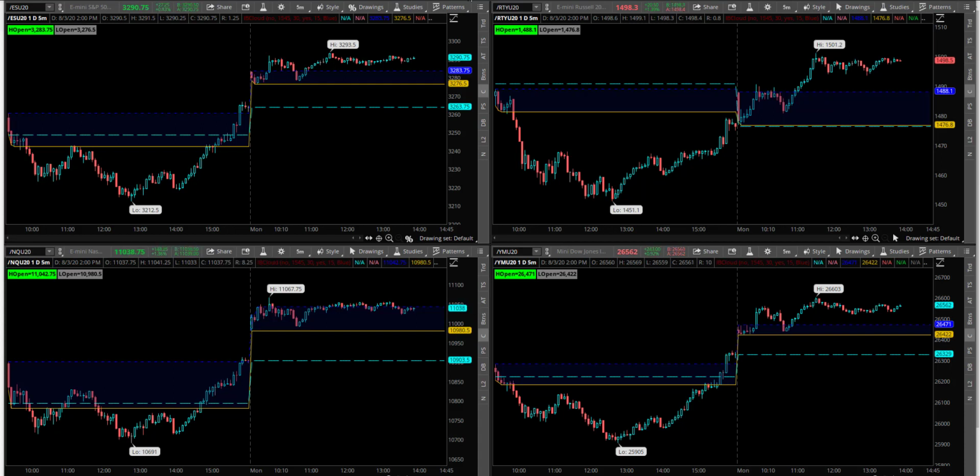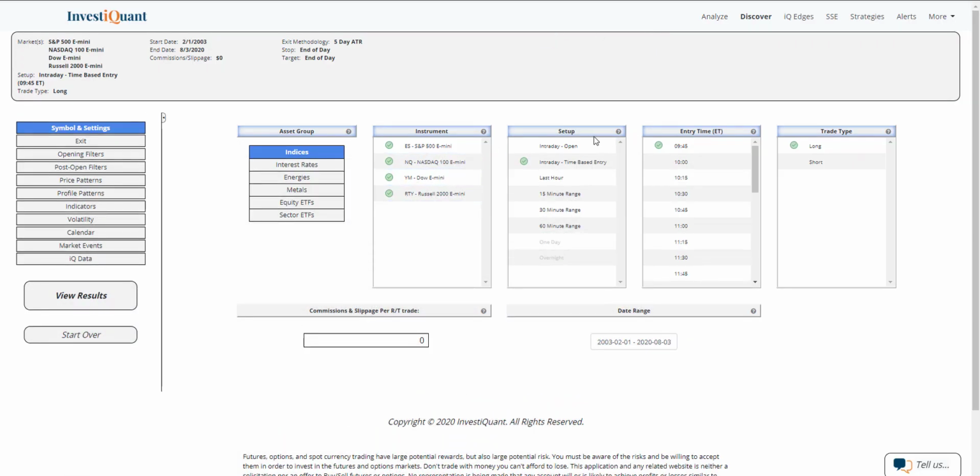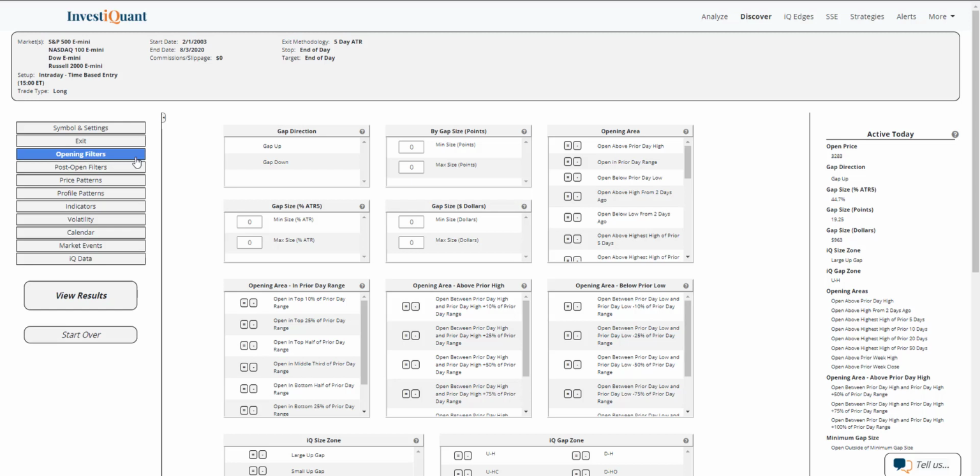So what I want to do is just take a look at what has happened when you're holding up at highs going into the last hour on the first trading day of the month. So let's set this up. We will look at all four instruments. The setup is going to be a time-based entry where you're entering long at, we'll use 3 p.m. Eastern Time. The exit will be 4:15 p.m. Eastern Time. For opening filters, I'm simply going to use gap up. I could use gapping up above the prior day high, but I'm trying to keep as many samples as possible. So I'm just going to use gap up to keep it a little bit more simple.